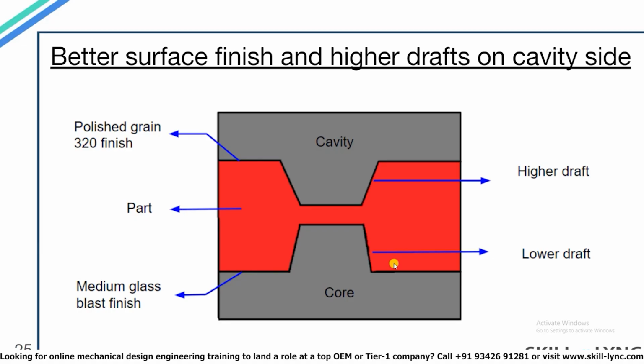So to ensure that the part does not stick to the cavity, better surface finish and higher drafts are given on the cavity side. In the diagram, the polished grain 320 and medium glass blast are types of surface finish. The polished grain finish is a better surface finish compared to the glass blast.